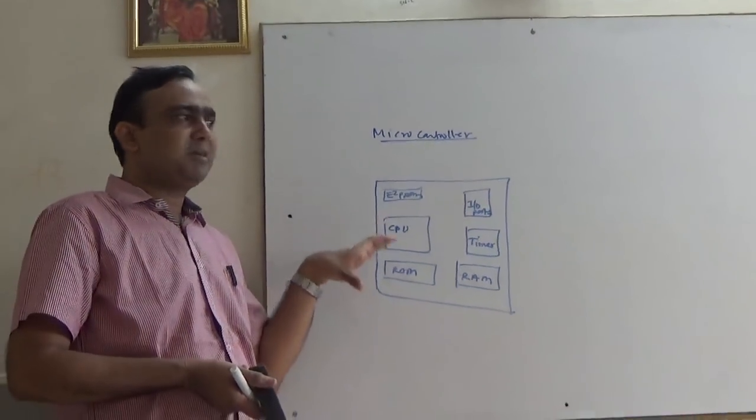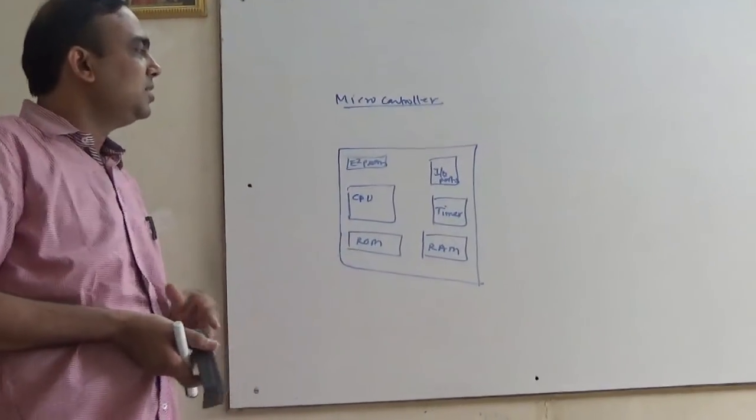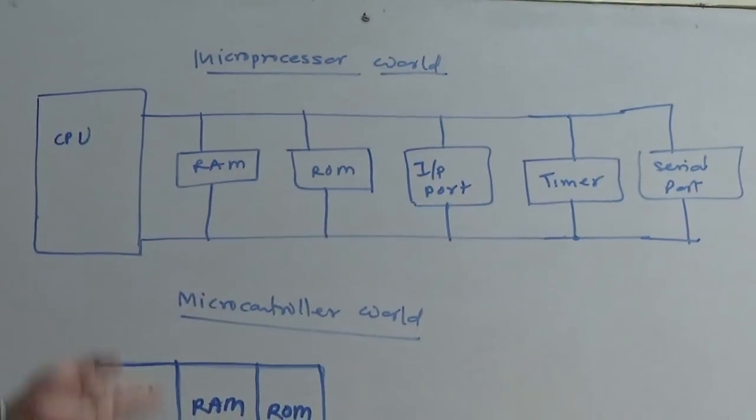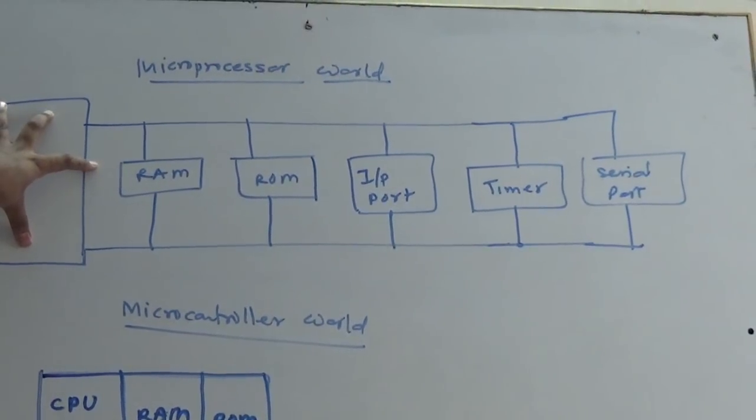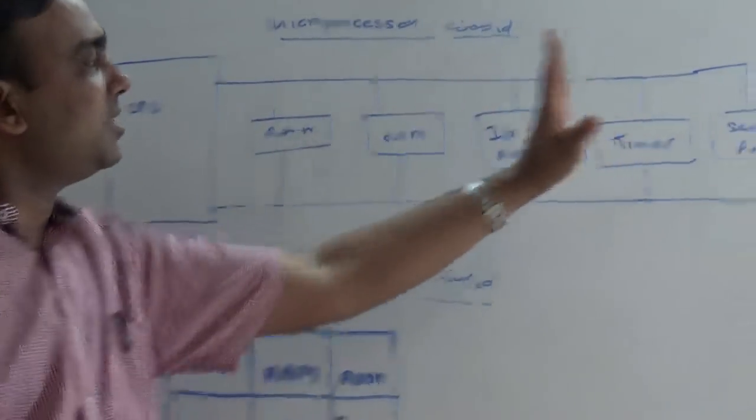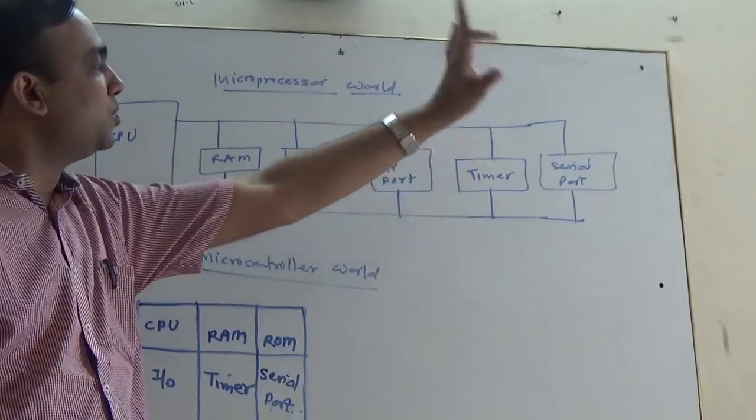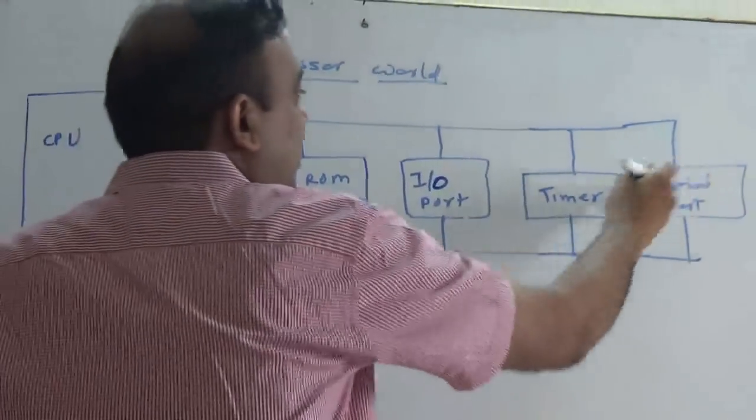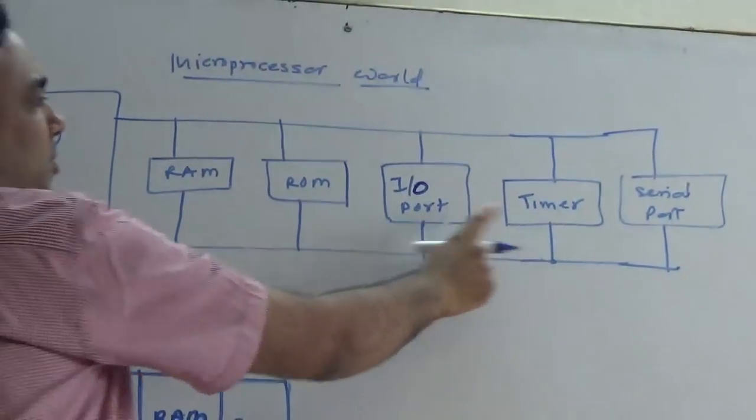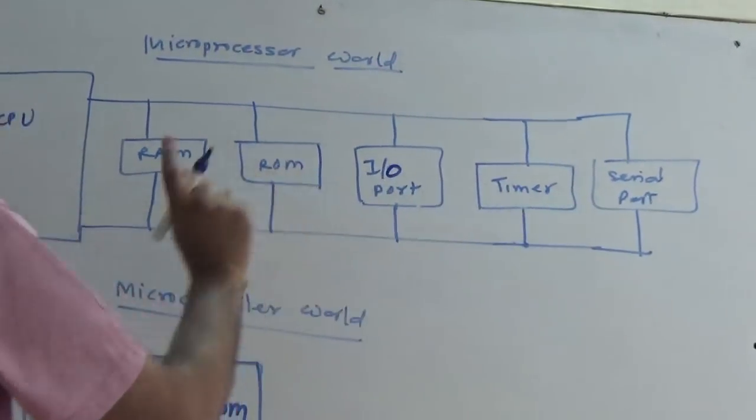So it saves space and it saves cost. This shows the block diagrams of the microprocessor world and the microcontroller world. Here we can see the CPU is connected with different other chips: RAM, ROM, I/O port, serial port, timer. This may be a parallel port, this may be a serial port, a timer, and all that.